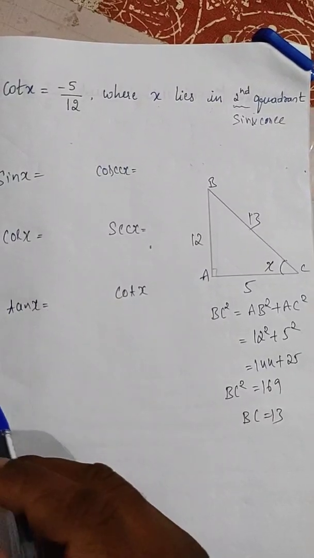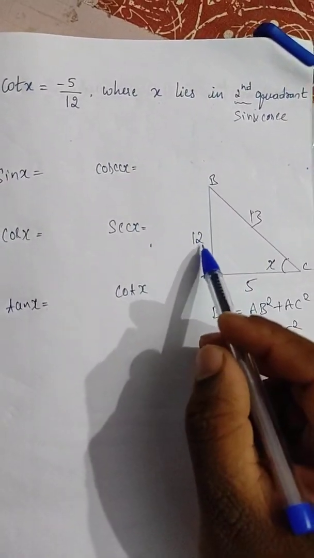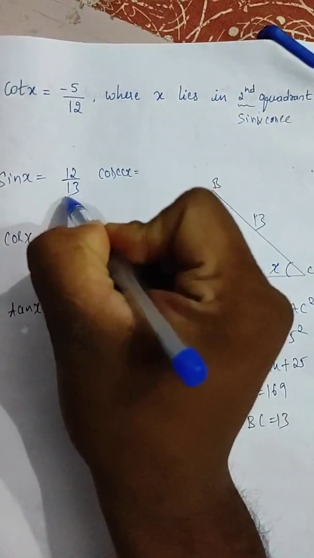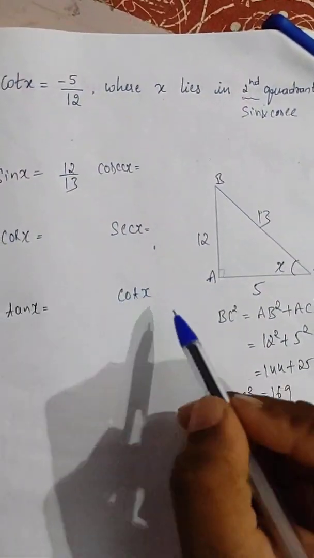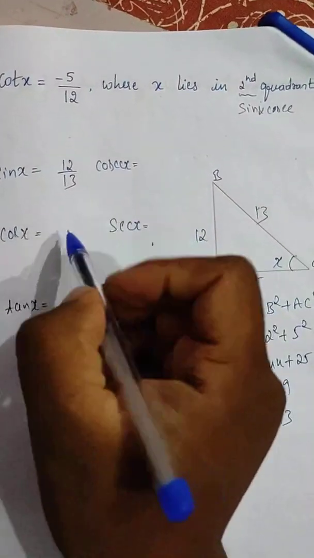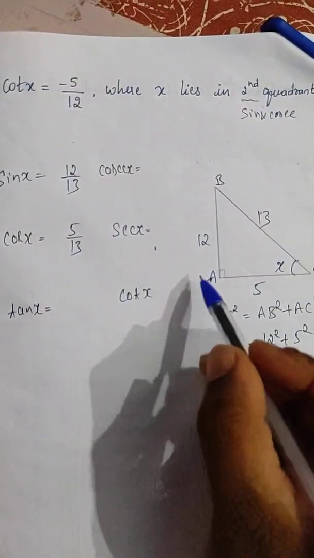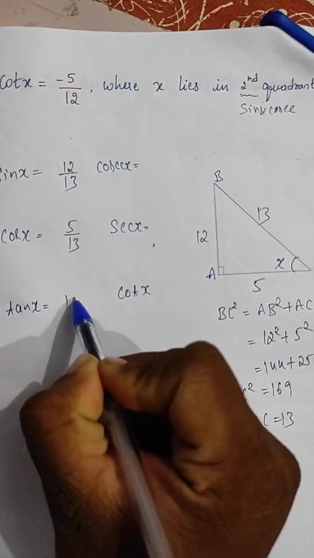Let us write the ratios one by one. What is sin x equal to? Opposite by hypotenuse. Okay. What about cos x equal to? Adjacent by hypotenuse. What is tan x equal to? Opposite by adjacent.